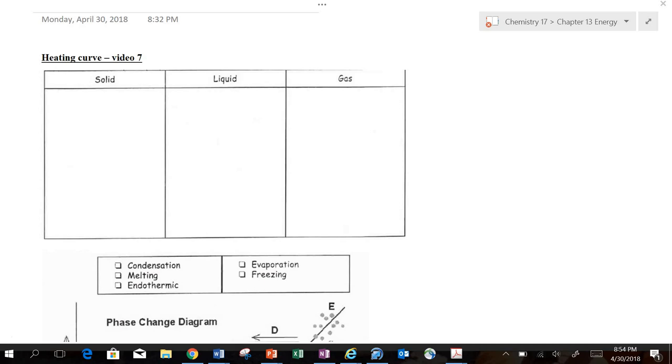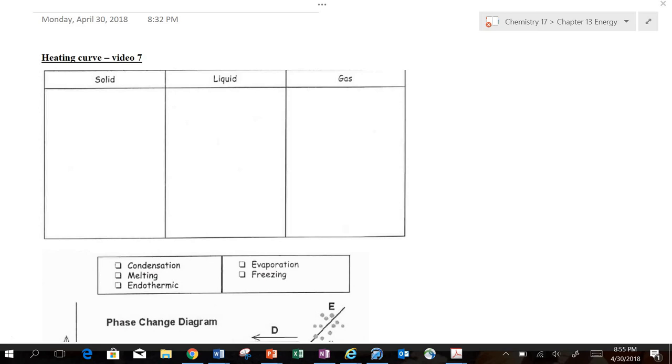All right, we are on video 7, which is talking about heating curves. Believe it or not, even just melting ice, boiling water, or taking boiling water and turning it into ice takes a lot of energy or releases a lot of energy, depending on which way you're going. Each step in that process releases a certain amount of energy.